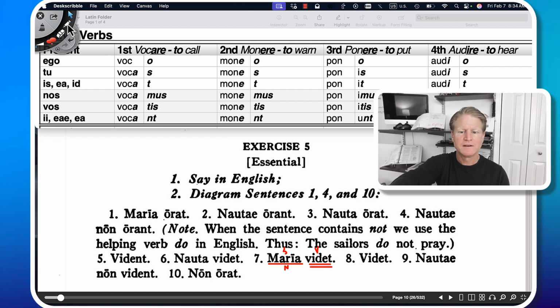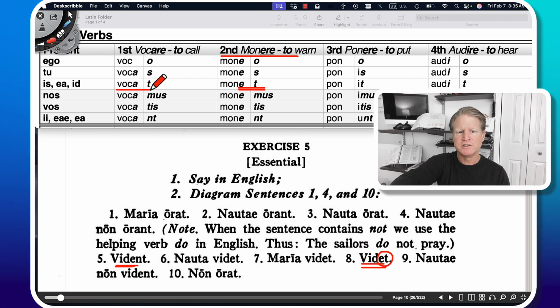It's fine. Number 8, similar situation to number 5. Here we had vident, they see. Here we have number 8, videt, he, she, or it sees. By the way, videt would be over here with the second, it's called the second conjugation. These are ERE verbs. We'll learn that later, but for now, notice we have an ET here, and we have an ET here. Videt means he, she, or it sees.